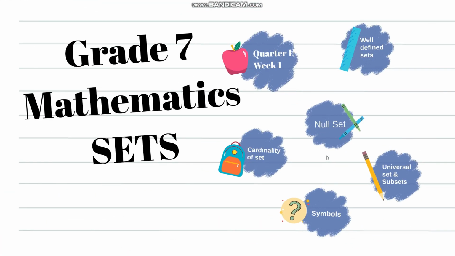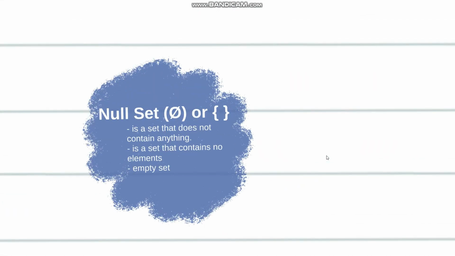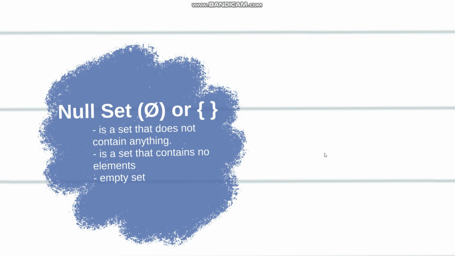And let's continue to our third objective, the null set. Okay, the null set, these are the symbols for the null set. Or this one, they're just the same. They are read as null set. By definition, null set is a set that does not contain anything. It is a set that has no elements, or for short, it is an empty set. Meaning, it has nothing. There's no element on that set, and that is a null set. Null set, as easy as that. If you would see a set that contains no element, then therefore, it is a null set.